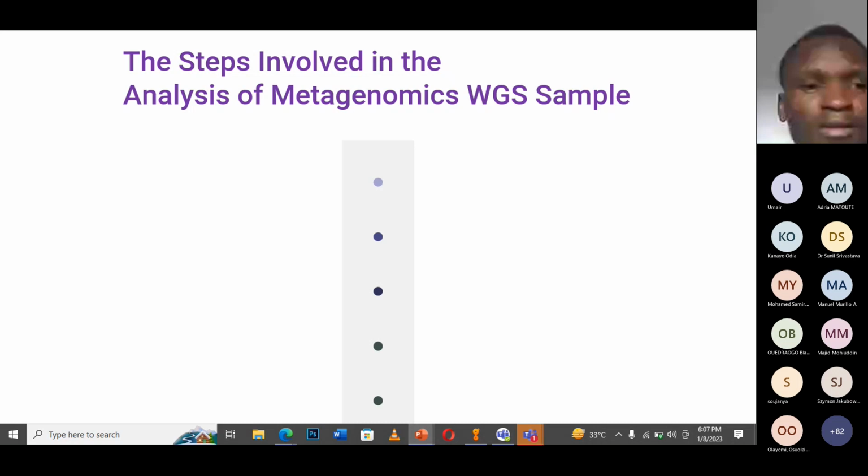Now, the steps involved in the analysis of a metagenomic WGS sample. This WGS sample is not actually whole genome sequencing. This is shotgun sequencing. Whole genome sequencing is different, specific to just one sample. Somebody asked what the difference is between metagenomics and whole genome sequencing. Whole genome sequencing is specific to just one organism, but metagenomics covers all organisms. But we have different approaches.